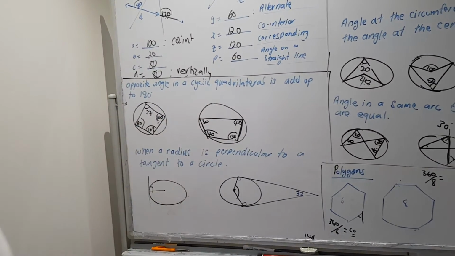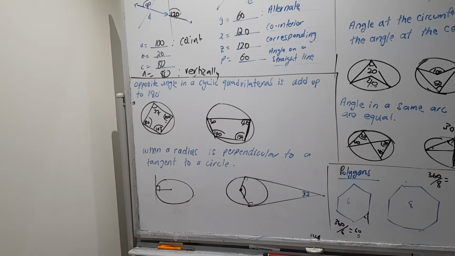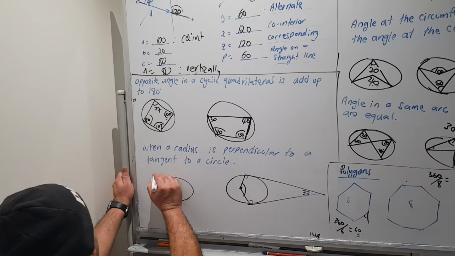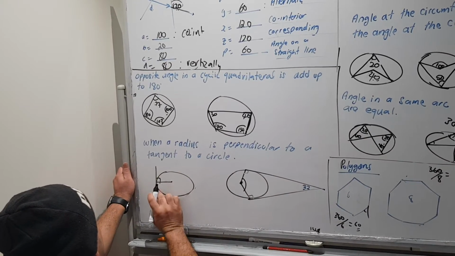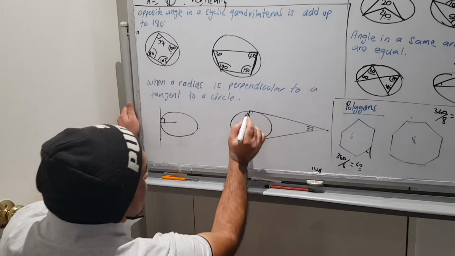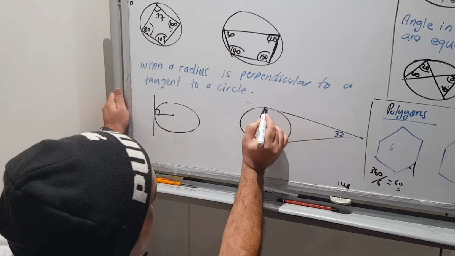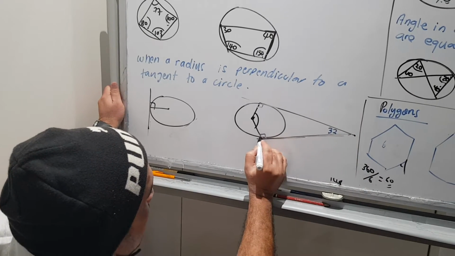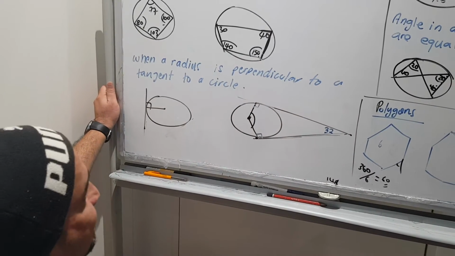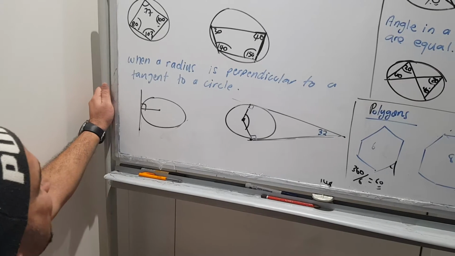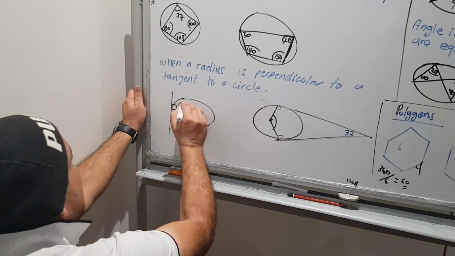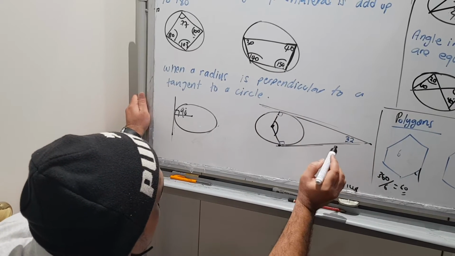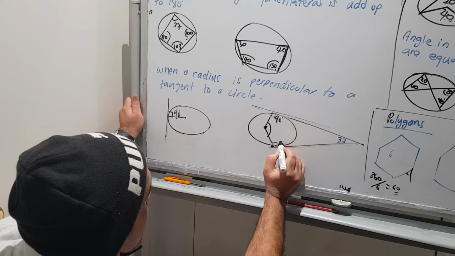The last one here is when a radius is perpendicular to a tangent. So a tangent to a circle is a straight line that touches one point of the circle. These are tangents, they touch one point of the circle. So when a radius is perpendicular to a tangent to a circle, it's always 90 degrees. Okay. So can you see there's a tangent coming along, tangent there. So if these two are 90 degrees, these two are 90 degrees.